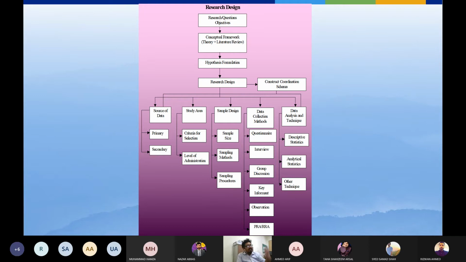Then comes your data collection. What sort of tool or instrument are you going to design to achieve your particular hypothesis? And also thinking about what sort of data analysis technique we need to use, and what kind of software we need to analyze our data. All of this falls under the heading of research design.